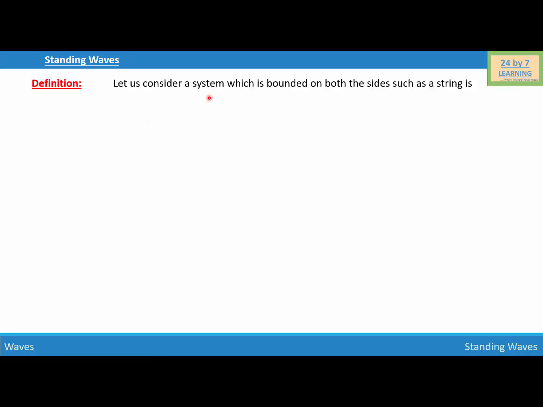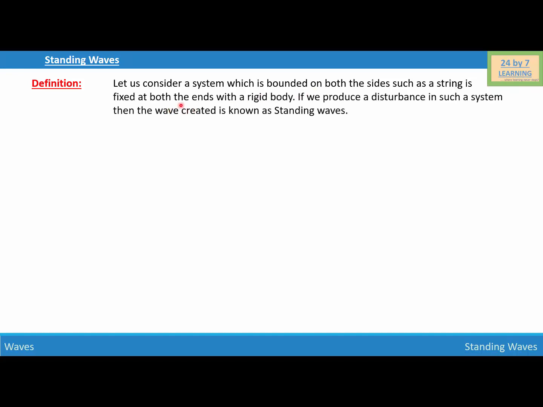Standing wave. Let us consider a system which is bounded on both sides, such as a string fixed at both ends with a rigid body. If we produce a disturbance in such a system, then the wave created is known as a standing wave. So basically, if we consider a string and we tie both ends of the string and produce a disturbance, then that disturbance will create a wave, and the name of that wave would be standing wave.